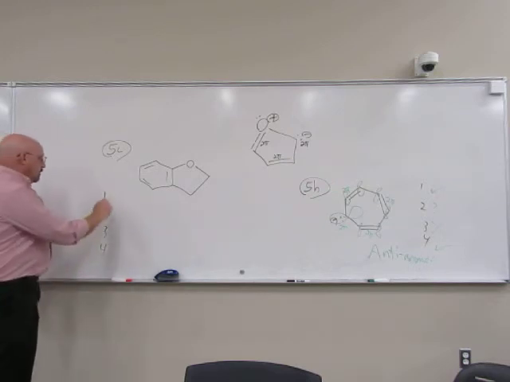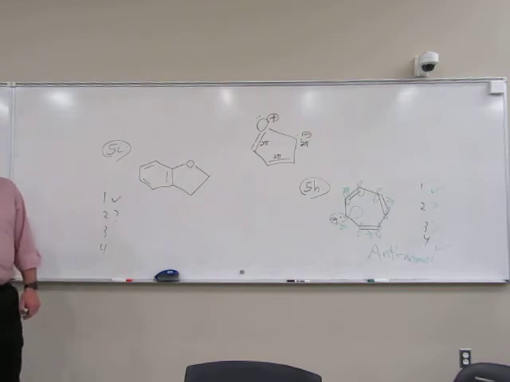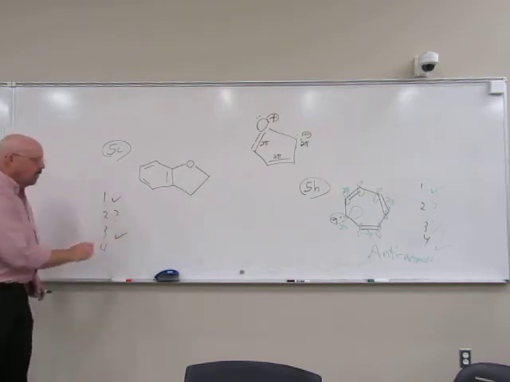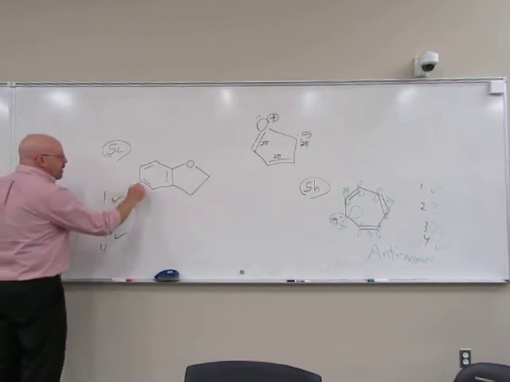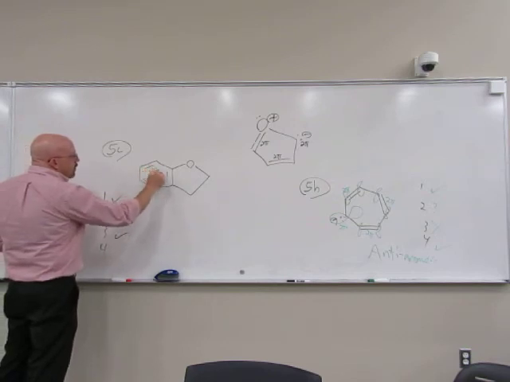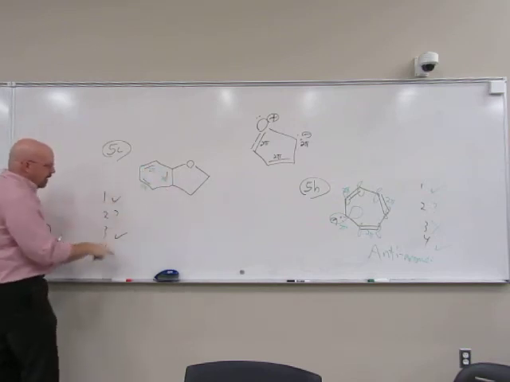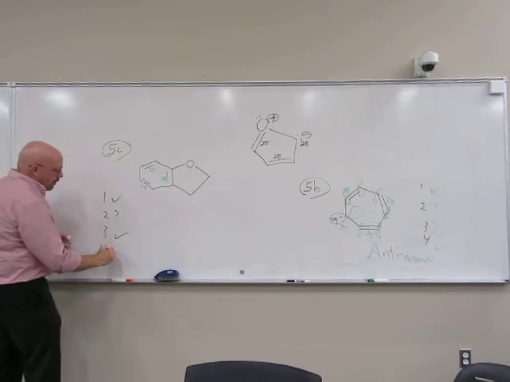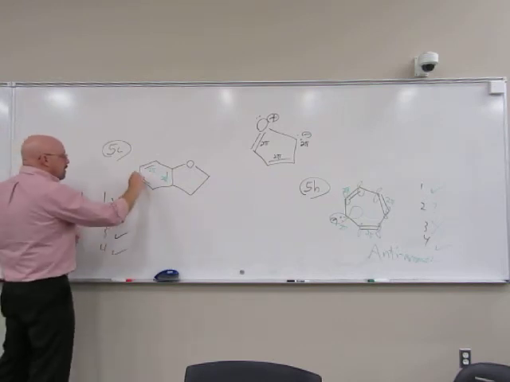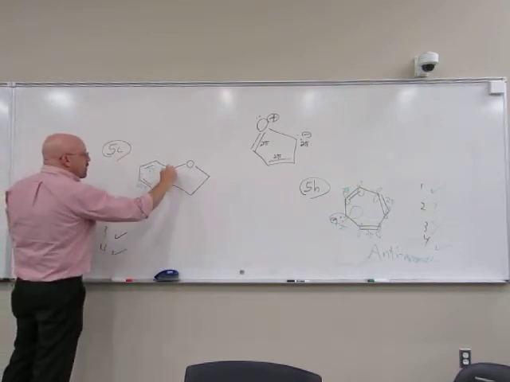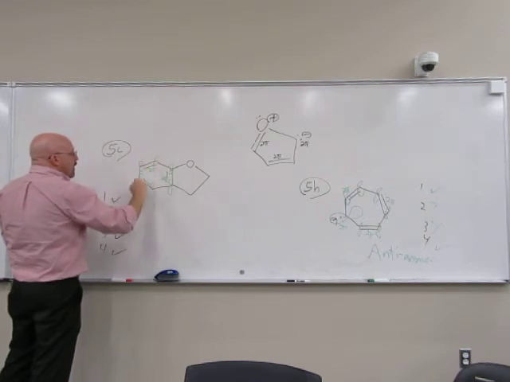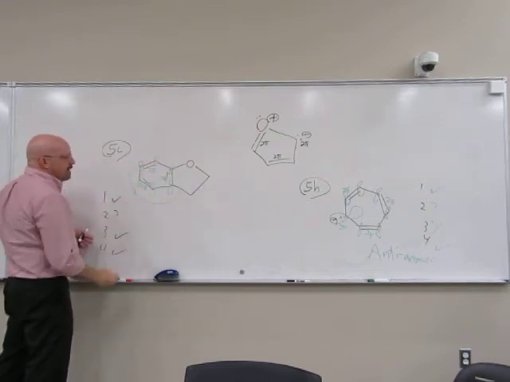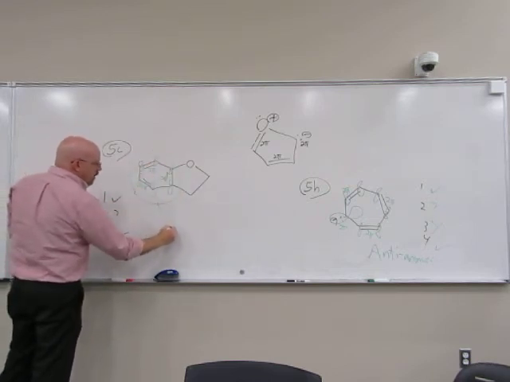Must be cyclic. It is. Must be planar. Don't know. 4n plus 2 pi electrons. We are met here. I've got 2 pi here, 2 pi here, 2 pi here, 6 pi electrons. P orbital on every atom of the ring. Yep. On that ring, there is a p orbital on every atom. That ring, that's just a benzene ring. That ring is aromatic.